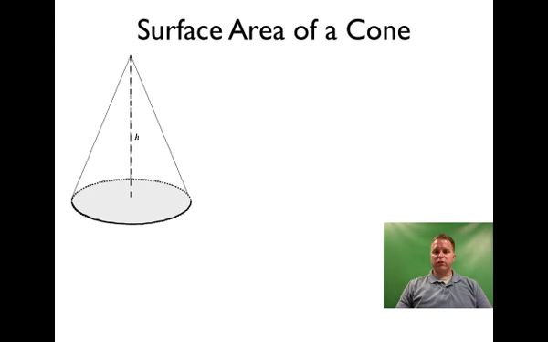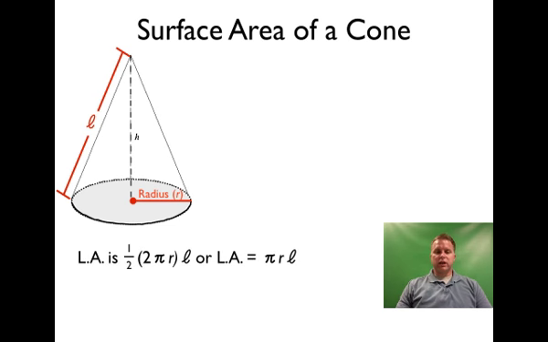Next, we have the surface area of a cone. So try to imagine what a cone would look like if you unwrap it. Again, we have our slant height. And the base is a circle, so we're going to need our radius. So the lateral area is 1/2 times 2 pi r times the slant height, or the lateral area is equal to pi times r times L, if you simplify that. Then the base is a circle, so remember, to find the area of a circle, it's pi times r squared.